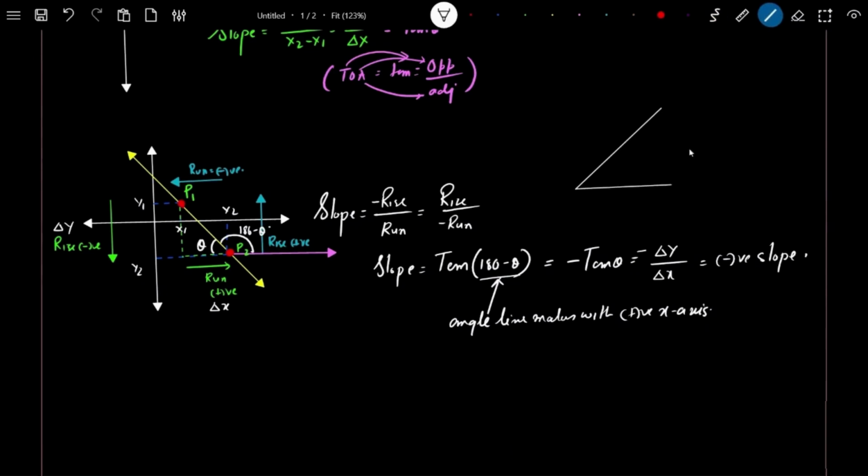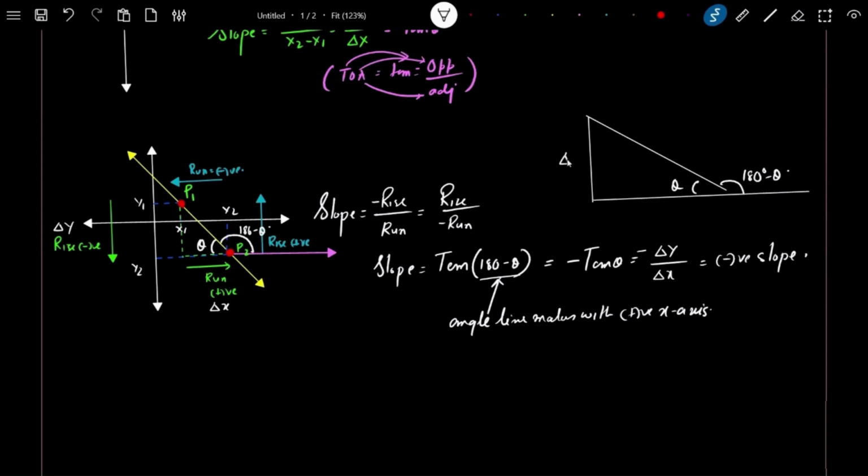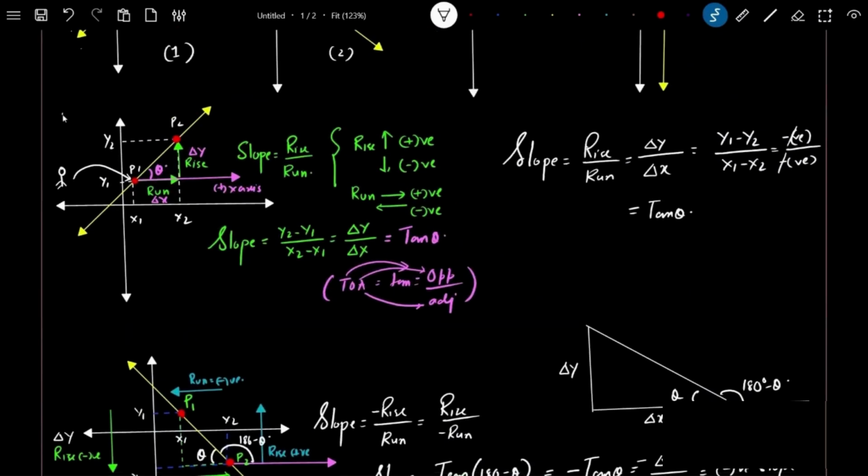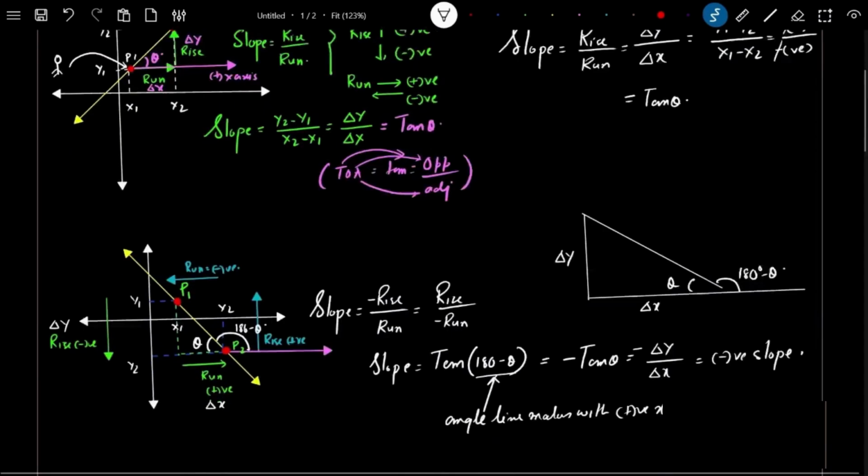If at all you think that you got confused, just think in this manner. The right angle triangle was of this sort. I'm sorry, I drew it in the opposite way. So this is my right angle triangle. And let's say if this angle is theta, then this angle is 180 minus theta. That's it. And this is your delta y. This was your delta x. So this was computation of slope for the first case.